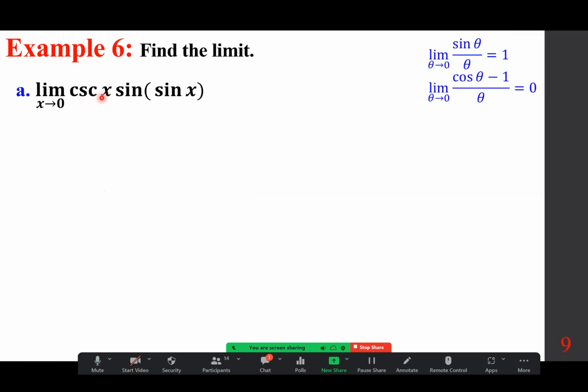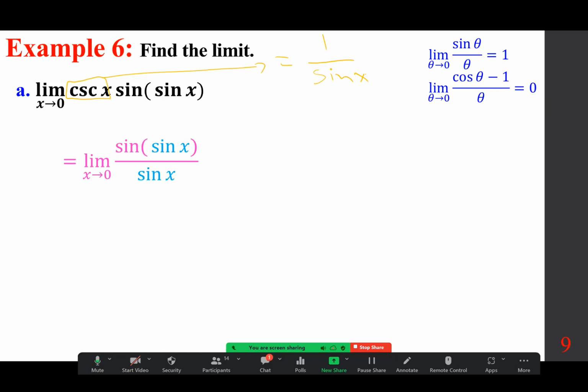Next, the limit of cosecant x times sine of sine x as x approaches 0. We want to find this. Well, again, we see it's perhaps similar to this. Somehow we can use that. This is sine of sine x. So this cosecant x, as you know, is 1 over sine x. That's the reciprocal identity. Let's use that.